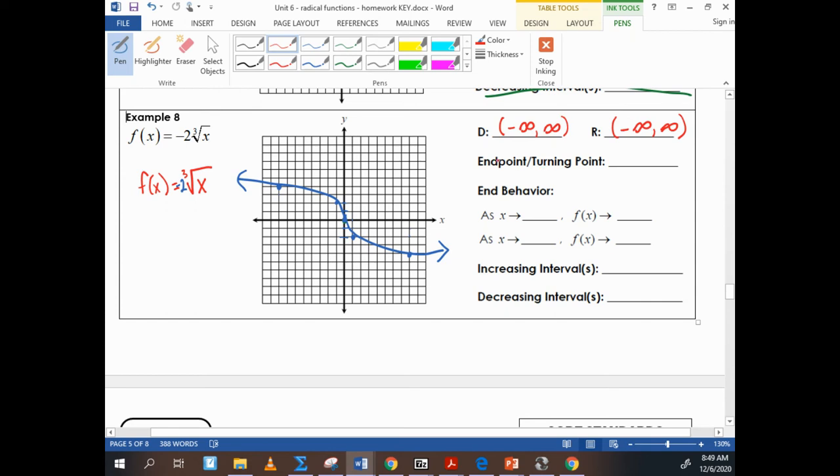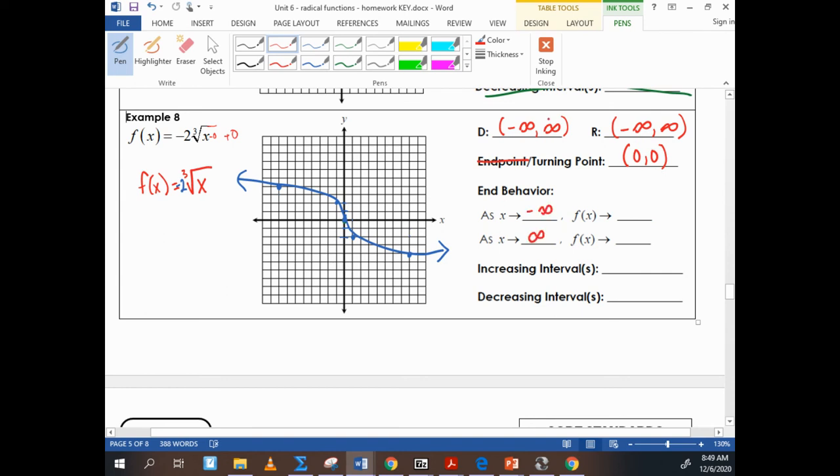Okay, our endpoint. This time it's not an endpoint, it's a turning point. This is just our h and our k. So notice I'm subtracting 0 under the radical. I'm adding 0. I don't shift it at all left and right. So this just stays where it was at the beginning, that 0, 0. This one, though, double check on this one.